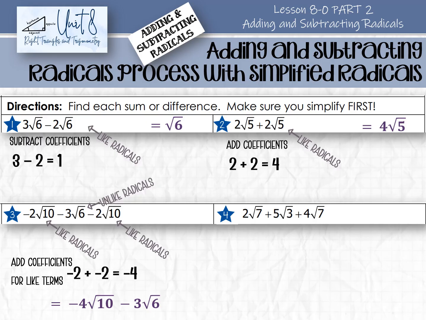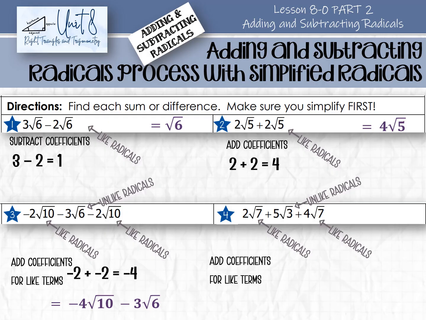and that's our answer. Number 4. The square root of 7, those are like radicals. Square root of 3 is not, so we're going to have to deal with it separately. Just tack it on at the end. Add the coefficients for the like term. 2 plus 4 is 6. We get 6 radical 7 plus 5 radical 3.